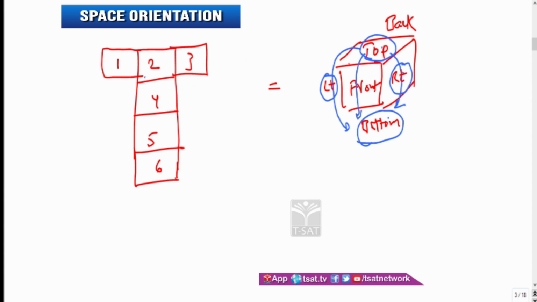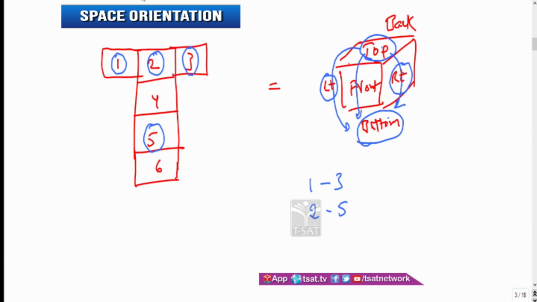That means between two opposite faces one face is present. Between 1 and 3, you can see here, there is only one face, that is 2. So I can directly say that 1 is opposite to 3. In the same way, between 2 and 5 there is only one face present, that is 4 in between. So I can say that 2 is opposite to 5.